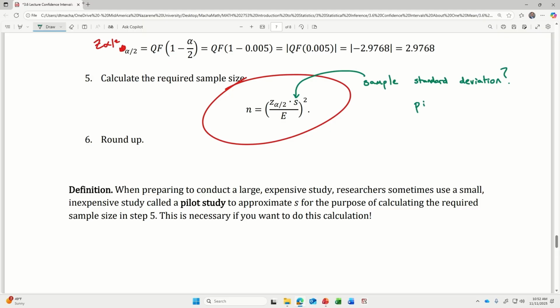And the answer is you use a pilot study. So if you think your actual experiment is going to require a massive sample size with hundreds of subjects, then what you should do is first do a little experiment with like 5 or 10 or 15 subjects, calculate their sample standard deviation, so that you can use that sample standard deviation from your pilot study in this formula, and this formula will tell you the actual number of subjects that you need for your actual experiment that you're going to carry out.